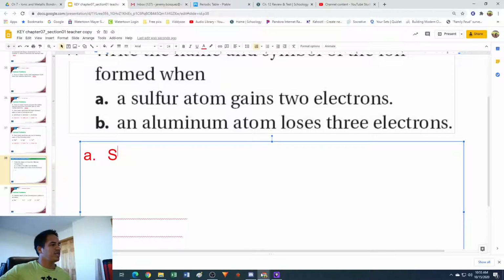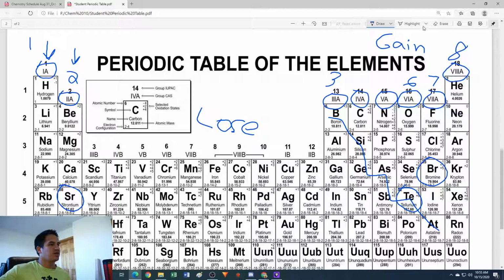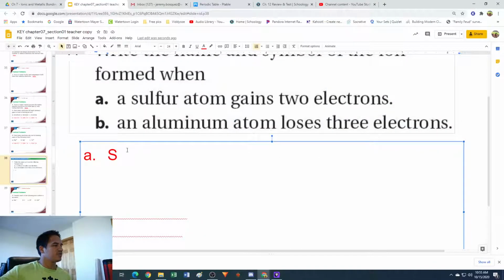Actually, we don't need to because it says it's gaining electrons. But sulfur on the periodic table, the symbol for it is S. So here's our symbol, S. It is gaining 2 electrons. So if it's gaining electrons, that means that it's going to have a negative charge. Remember, electrons are negatively charged. So if you're gaining negative particles, you become negative. And since it's gaining 2 electrons, it's going to have a charge of 2 minus, or negative 2.